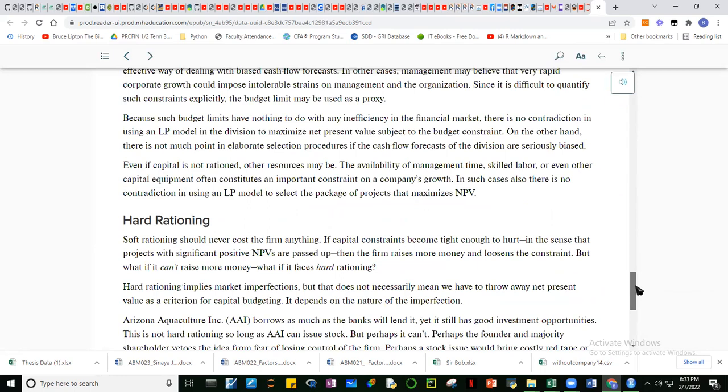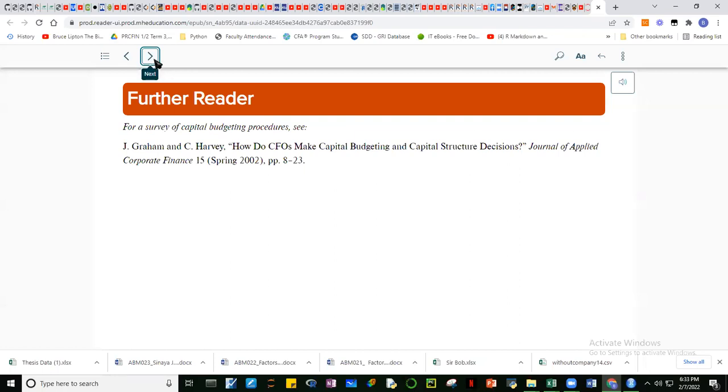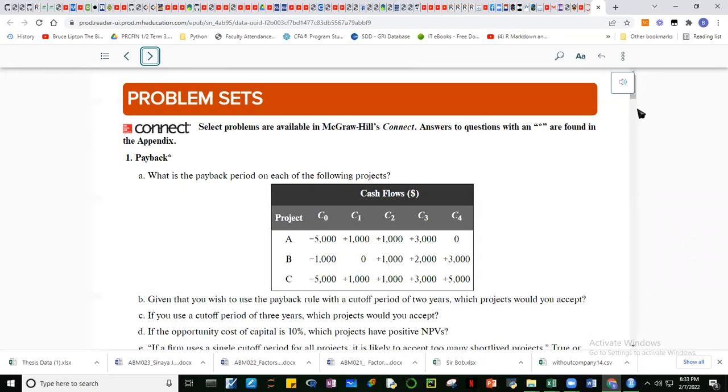So I think that's about it for chapter 5. Summary lang to. And next is chapter 6. So in chapter 6, we're just going to look at some. I suggest, guys, you also solve the problems.